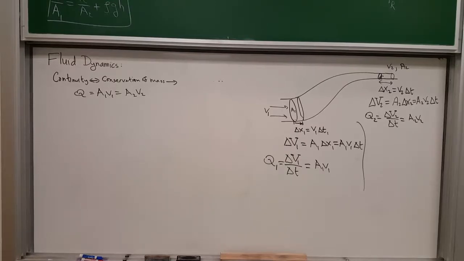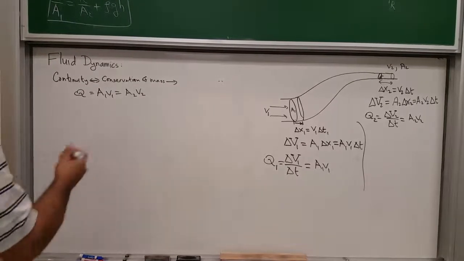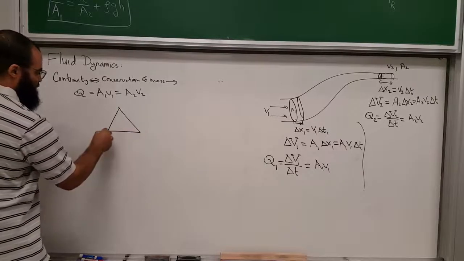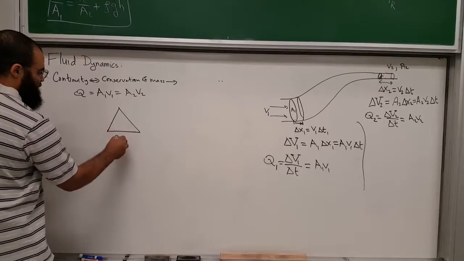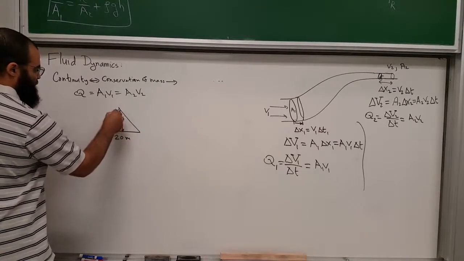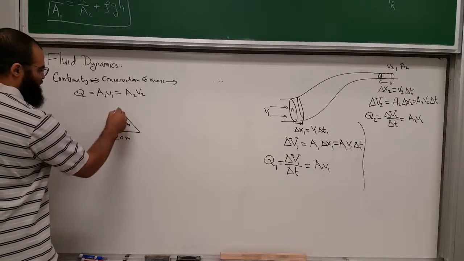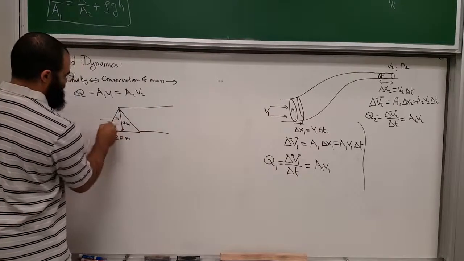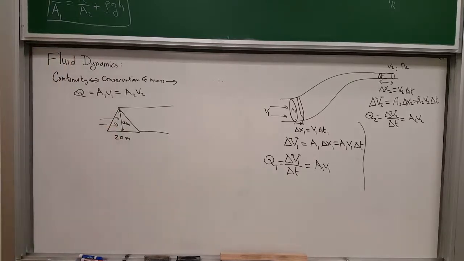Okay, just as a quick example, suppose you have a river that is 20 meters wide and 4 meters deep, with a triangular cross section, right? So the river looks like this. Let me show you here. Let's say it's a triangular cross section. It's 20 meters wide, and I think I said 4 meters deep, and the water is flowing this way.